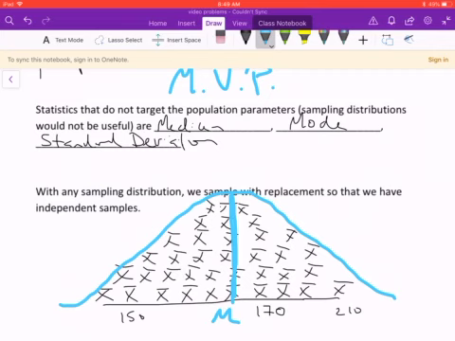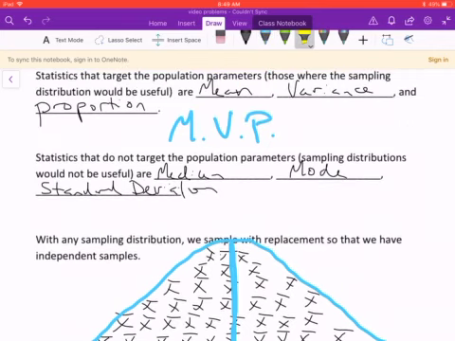This is why we have the MVPs, so we can do this process with mean, variance, and proportion. This process that I just described will not work for the values for median, mode, or standard deviation.